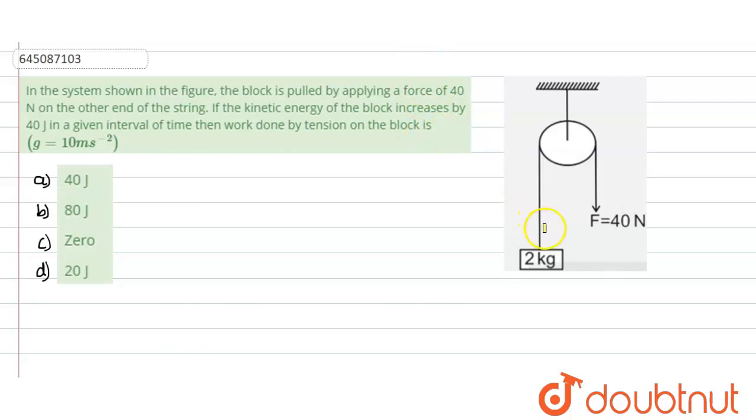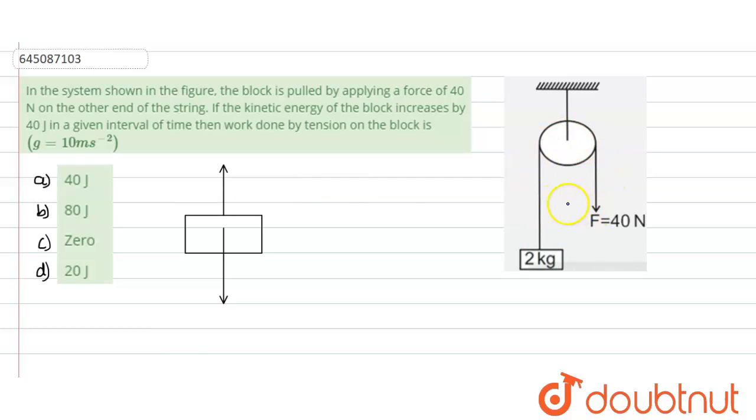So if we see this, we just draw the FBD of our block. Let's say this is our block. It is having a mass of 2 kg. So corresponding to this mass, there would be a weight acting in the downward direction, and at this end, there would be a tension force acting in the upward direction. What would be the value of this tension force? The tension force value would be equal to 40 Newton, because we are assuming that this string is massless.